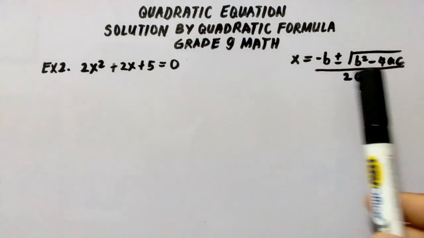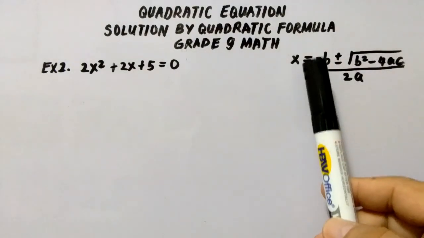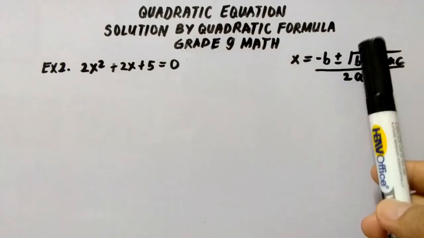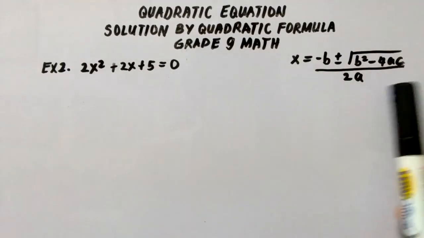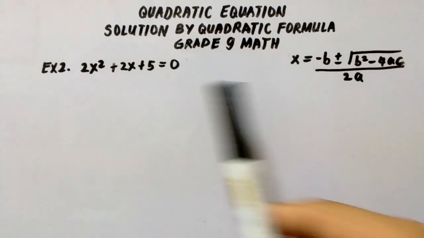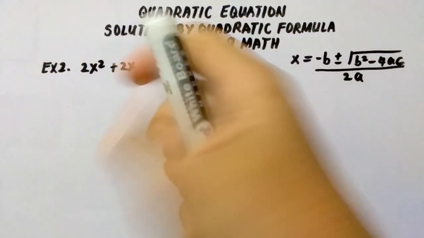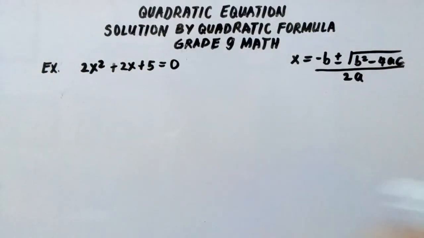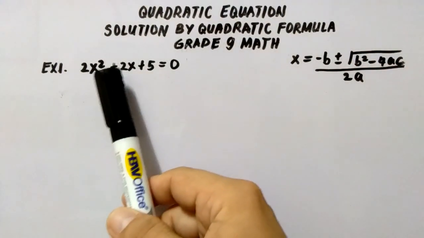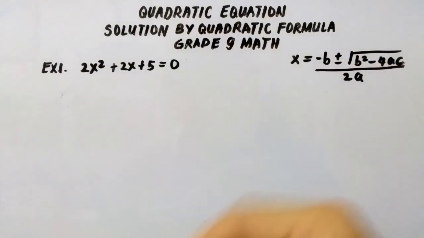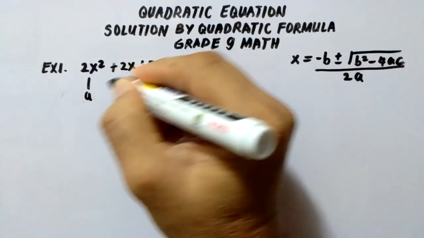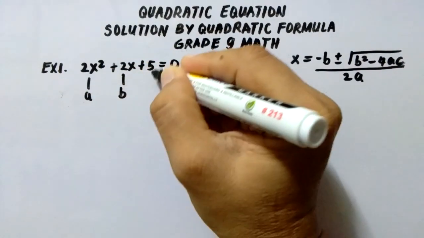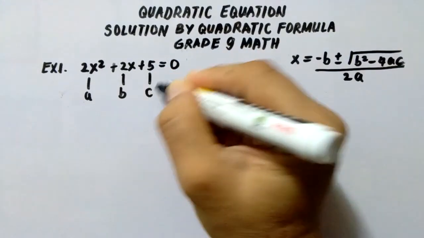Okay. So this is the quadratic formula. So we have x is equals to negative b, positive negative, square root of b squared minus 4ac over 2a. So ito pong quadratic formula, i-apply po natin dito sa example number 1 po ito. Okay. So example number 1, 2x squared plus 2x plus 5 is equals to 0. Okay? So, i-assume po natin itong 2x squared, letter A, then itong 2x, letter B, then 5, letter C.